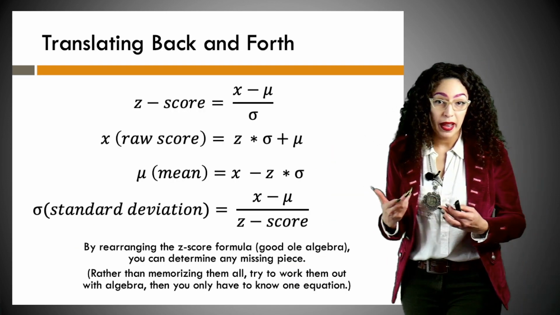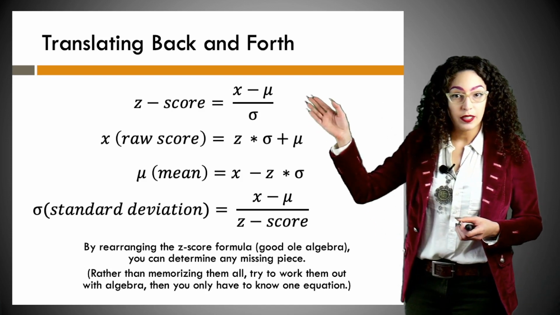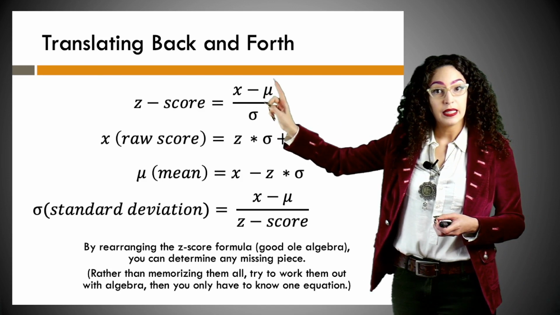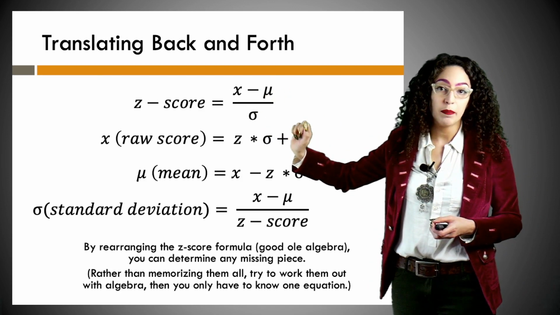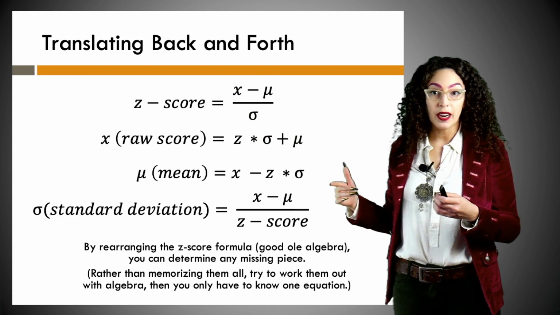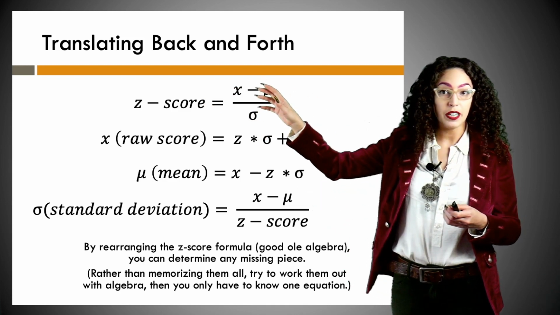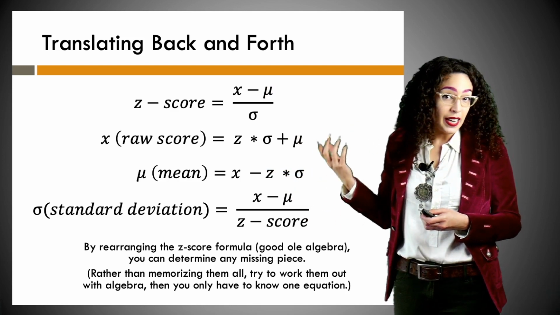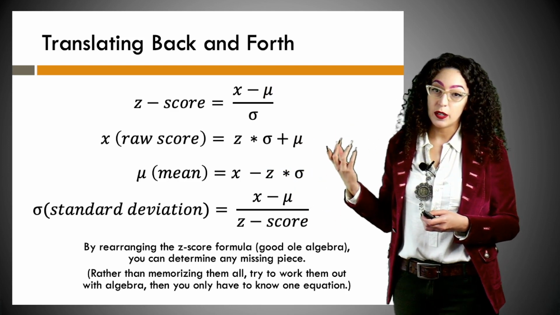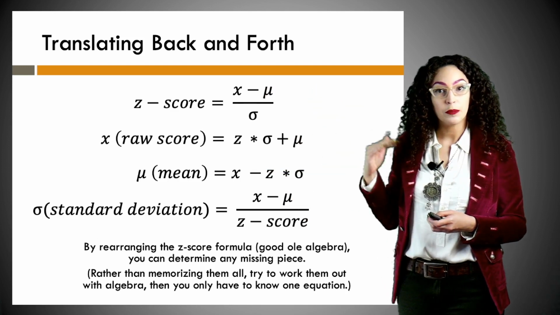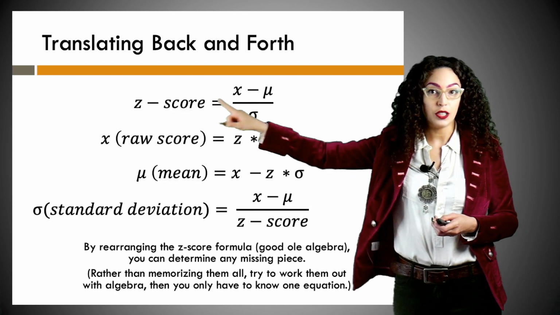So translating back and forth, I've showed you how to calculate a z-score from a raw score. The raw score is the x, the mean of the population divided by the standard deviation of the population gives you that z-score. But you can figure out any one of these 4 variables by just rearranging them algebraically. Now, instead of trying to memorize all of these different equations, I would suggest just learning the one and just playing around algebraically and trying to solve for each different variable.